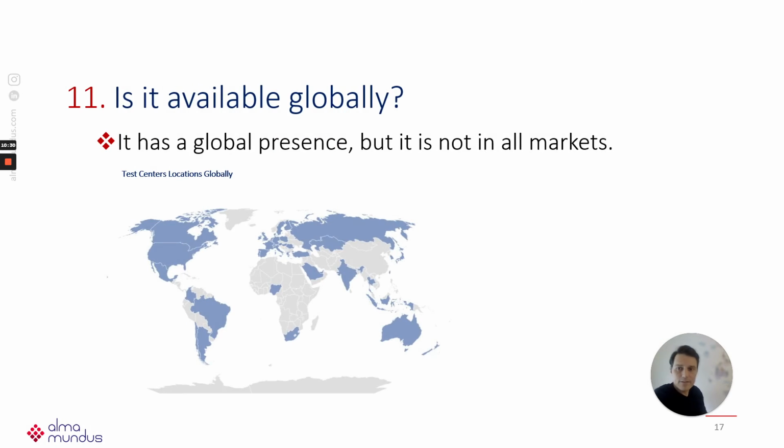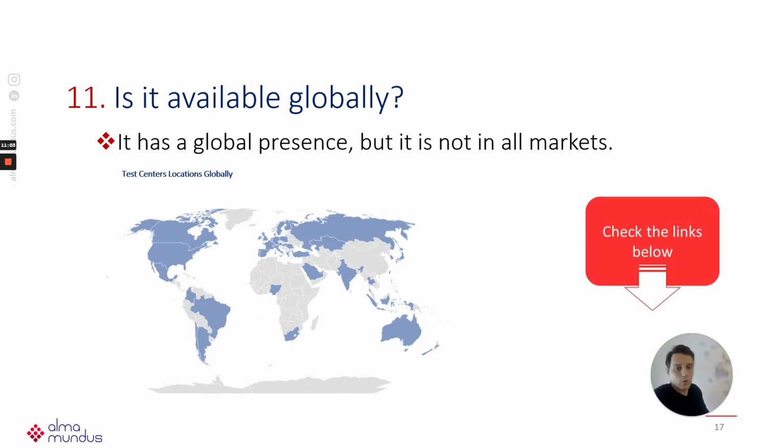Question number 11, is it available globally? The certification has already a global presence, but it is not yet in all the markets. The CFA Institute is introducing this certification on a market-by-market basis. So probably next month we're going to have more markets available, but candidates will need to check if their country is included. For example, mainland China is not yet included. Okay, so we will leave a link in the description where you can see the list of centers available, and also a link with additional information for the remote option. Okay, so you can check that too.